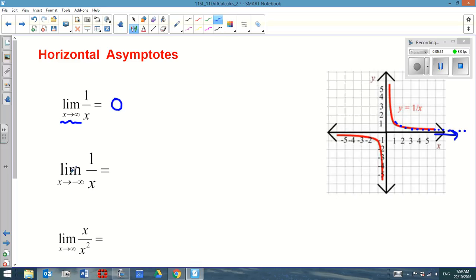If I look to the left, the limit as x approaches negative infinity, so I'm going to look this direction. What is happening to my y value as I look to the left? My y value is going to get smaller and smaller, and it's also going to approach 0, but from the other side. So on the right, I approach 0 from the top, from the positive y value side, and on the left, I'm approaching 0 from the bottom, or the negative. So again, as x approaches negative infinity, I still approach 0.